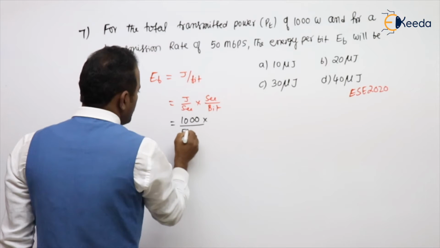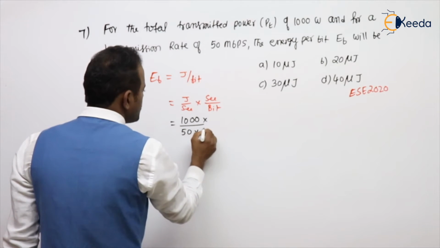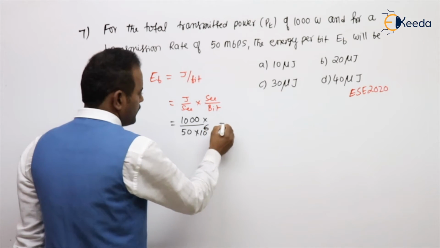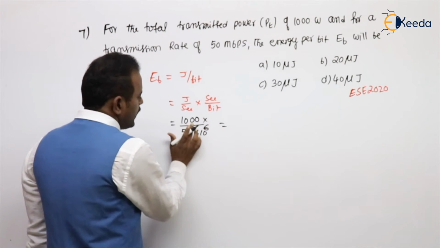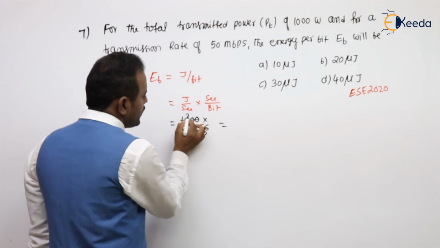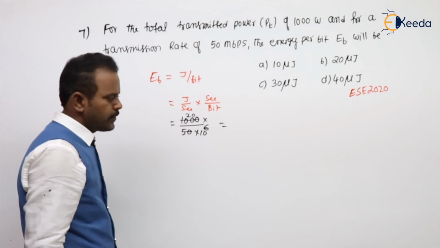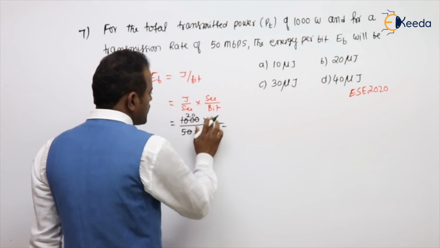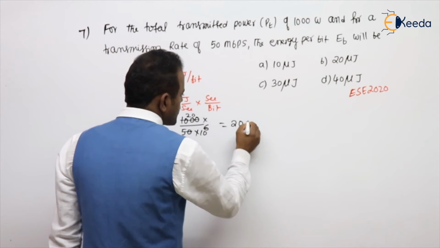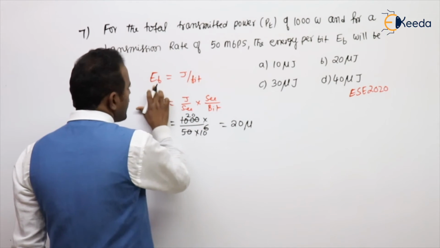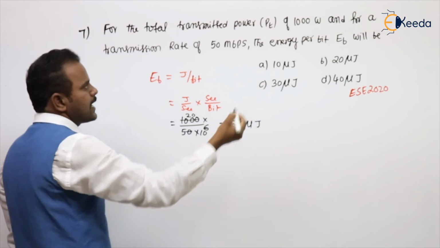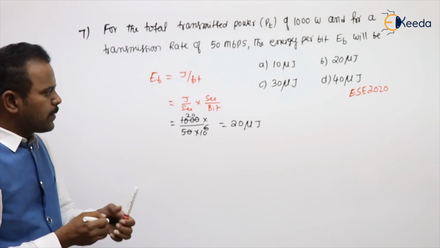So divided by 50 Mbps, which means 10 power 6. Then follow: 1000 by 50 is 20, and 10 power 6 comes in the denominator, so it becomes 10 power minus 6, which means micro. What we are calculating here is energy, which means joule, per bit is already given, so it is 20 microjoules.